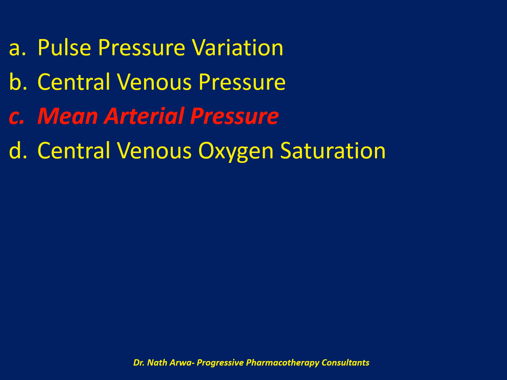Now, targeting a MAP of 65 has been associated with less risk of arrhythmias and mortality than a higher goal of, say, 85 millimeters of mercury. Just as a by the way. Now, those many words justify why C, mean arterial pressure, would be the best bet in this particular question. Let's move to the next question, please.